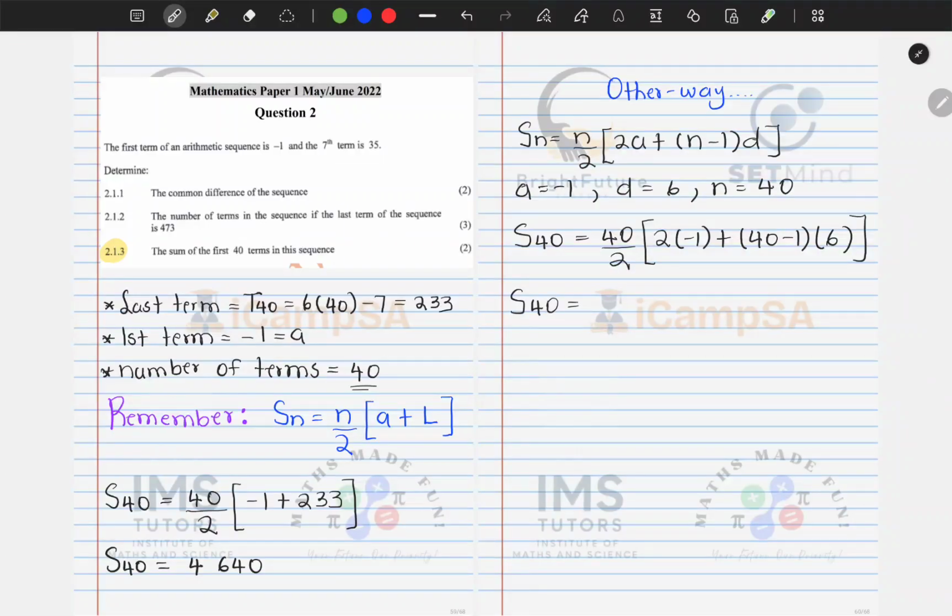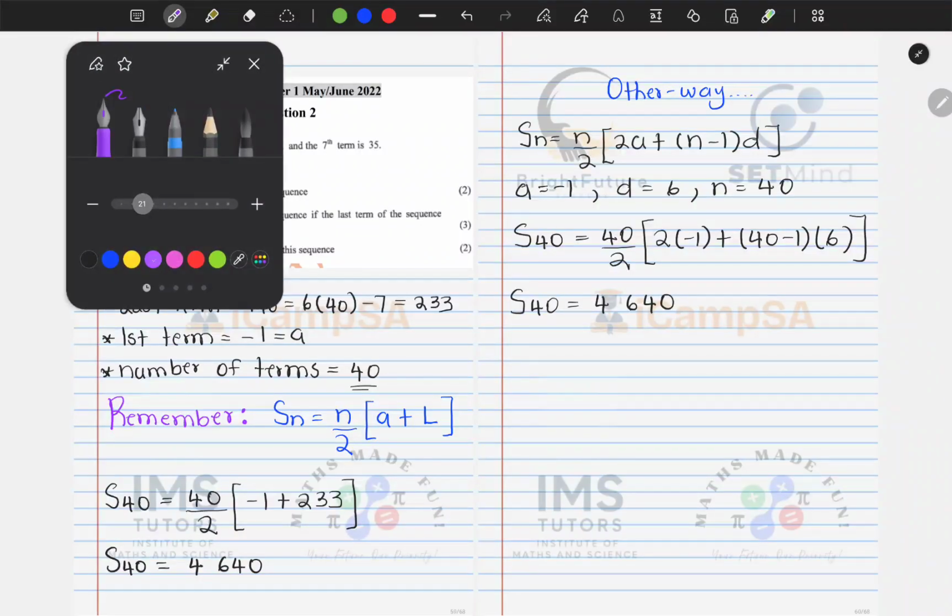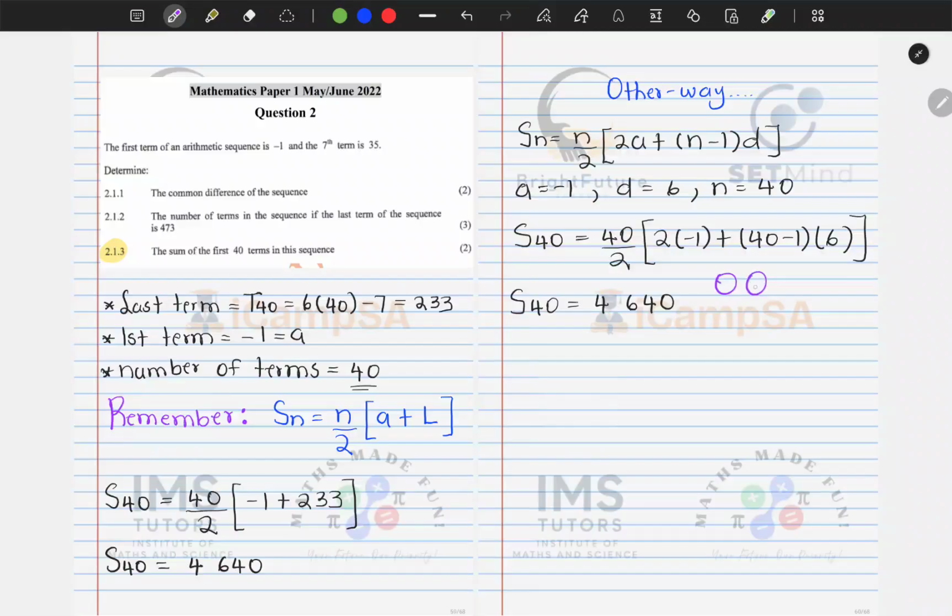So the answer which I obtain is exactly the same, which is 4,640. So either way, you will get the same answer. So choose the one which you are most comfortable with. So this brings us to the end of question 2 of the June 2022 exam paper.